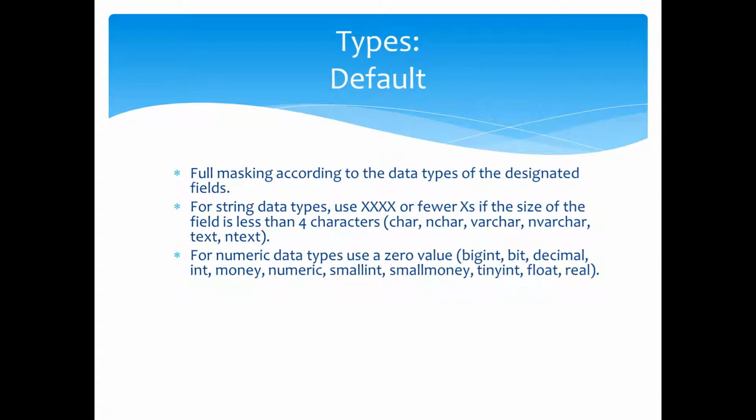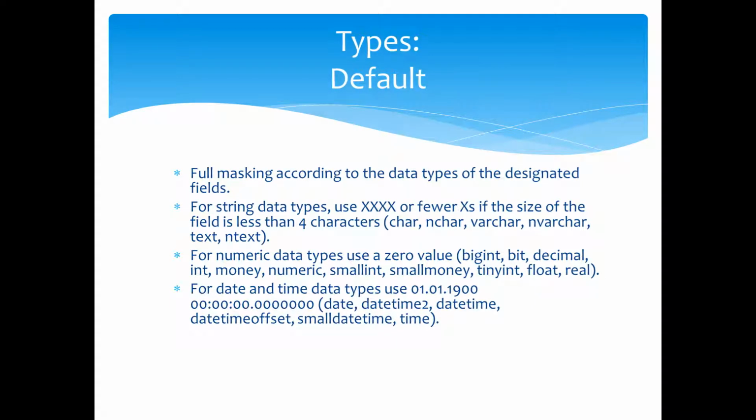So for numeric data types, which is your bigint, bit, decimal, int, money, numeric, smallint, smallmoney, tinyint, float, and real, it'll just switch it all out to 0. So no matter what was in that field, it'll switch it to 0. If you've got a salary field, it'll switch that to 0.